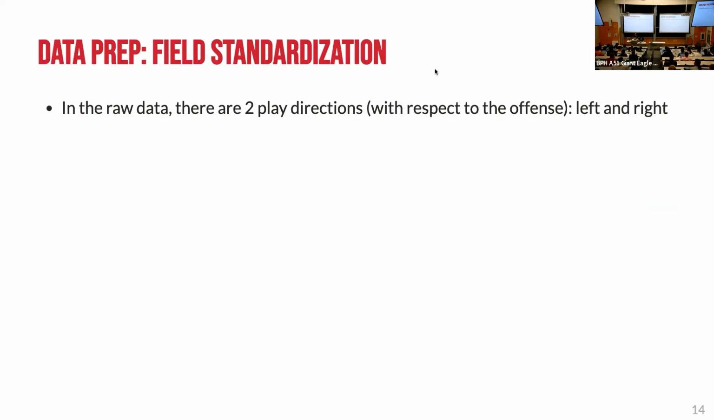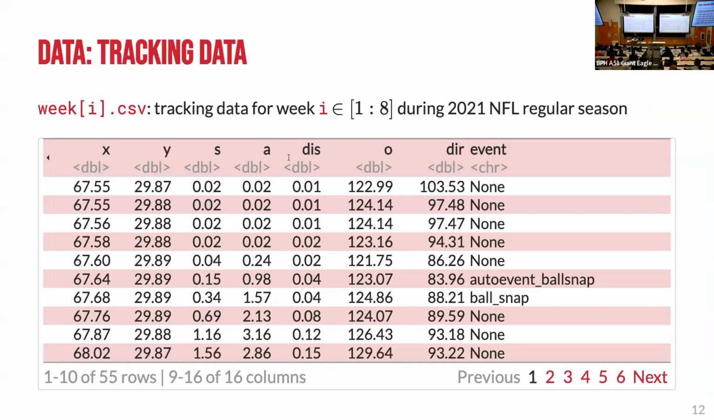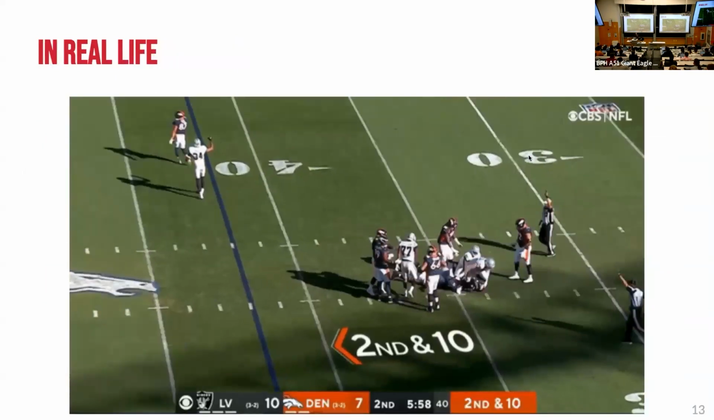Okay, so the first thing I want to talk about is, we have that data. It's the basic form, raw data. The first thing we want to do is standardize the data. What I mean by this is, in the raw data, if you notice, there are 2 play directions with respect to the offense, left and right. So if we go back to this table, tracking, for this specific play, the play direction is left because you can see the play is going left.